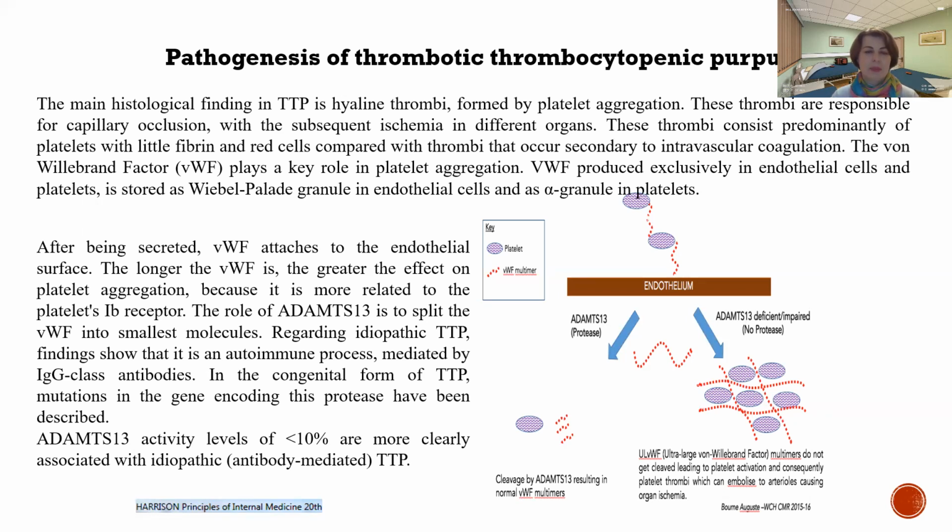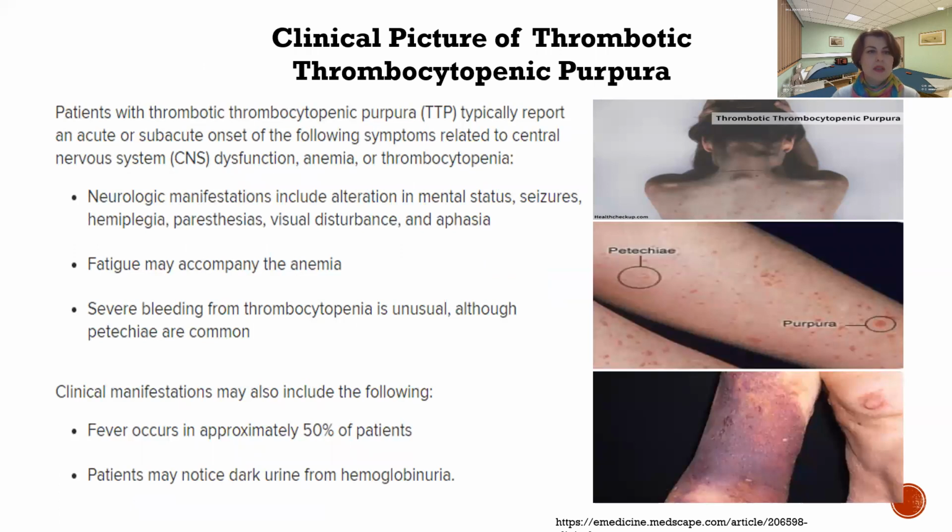Regarding idiopathic thrombocytopenic purpura, findings show that it's an autoimmune process mediated by immunoglobulin G class antibodies. In the congenital form of the disorder, mutations in the gene encoding this protease have been described. ADAMTS13 activity levels of less than 10% are more clearly associated with the idiopathic or antibody-mediated thrombotic thrombocytopenic purpura. Patients with thrombotic thrombocytopenic purpura typically report an acute or subacute onset of symptoms related to central nervous system dysfunction, anemia, or thrombocytopenia.